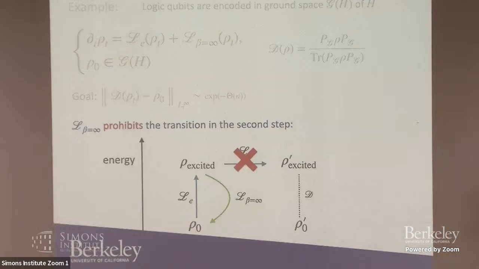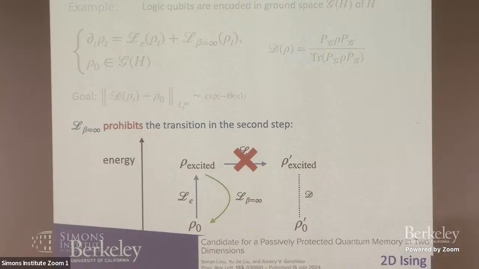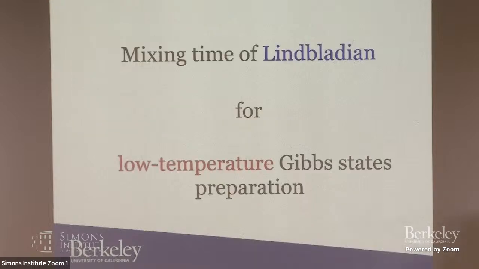So for example, in Berkeley, people can show that the 2D Ising model can be a good passively protected quantum memory for the bit flip noise. If you also want phase flip noise, you need to combine the 2D Ising model with a 2D toric code model. I will talk about this in more detail later in the talk. Basically, this is why we care about the mixing time of the Lindbladian for low temperature Gibbs state preparation.